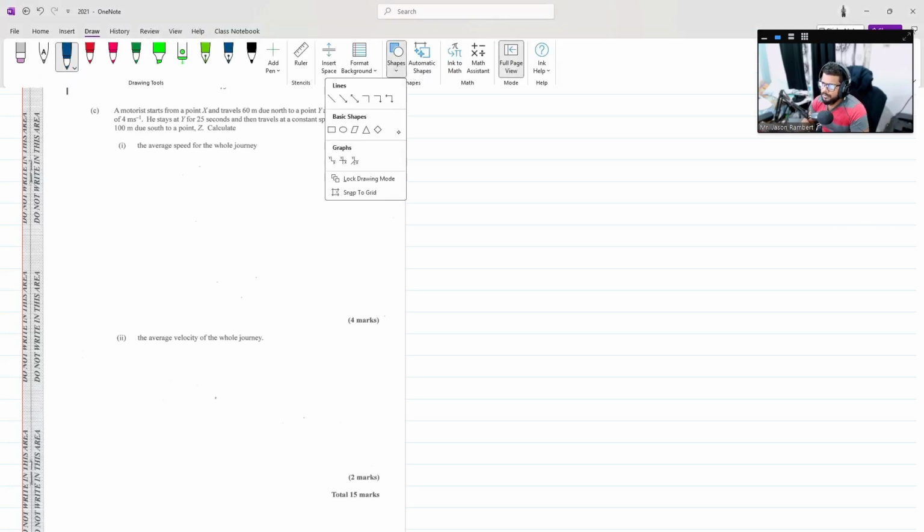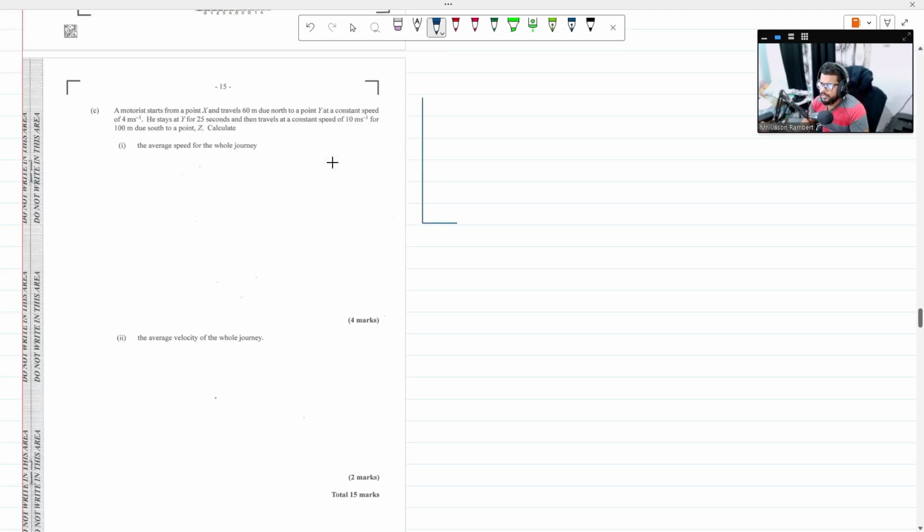So, question. How do I know it's a velocity time graph? They want us to calculate the average speed for the journey. Average speed is total distance traveled over total time taken. Now, we have one distance traveled here, 60 meters. Let me read the question properly, right? A motorist starts from a point X and travels 60 meters due north to a point Y. So before I dive into my first instinct here, velocity time graph, and that is without reading the whole question. Let me read the whole question.